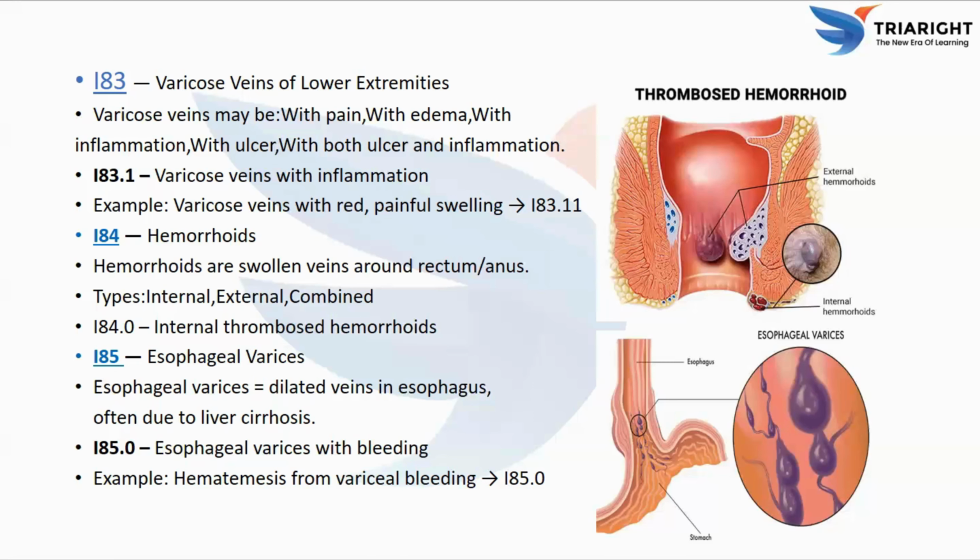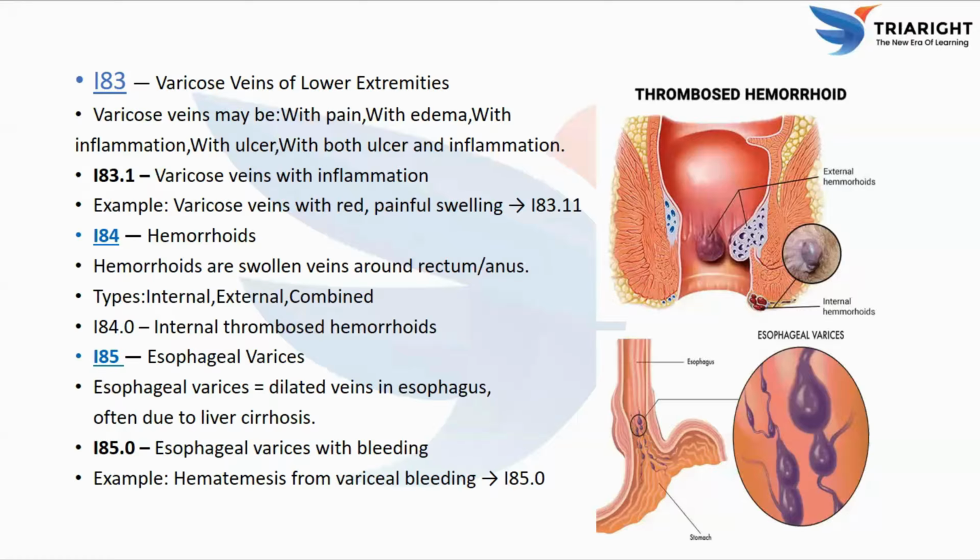So inflammation is nothing but, how do you see the inflammation? It is red in color. You can see the redness, you can feel the pain, and also you can feel the warmth. So when a patient has red, painful swelling along the varicose veins, you have to assign the code I83.11. So this is about the varicose veins.